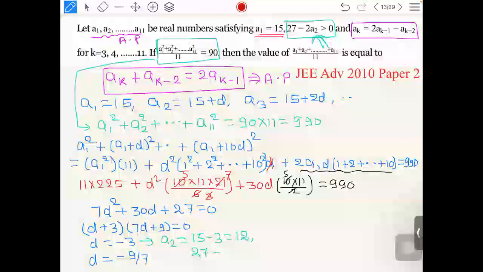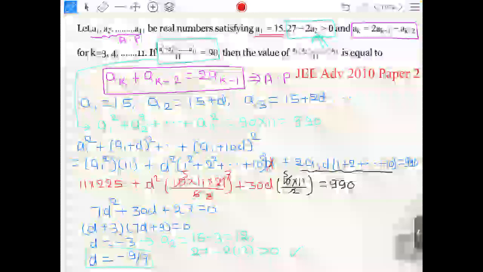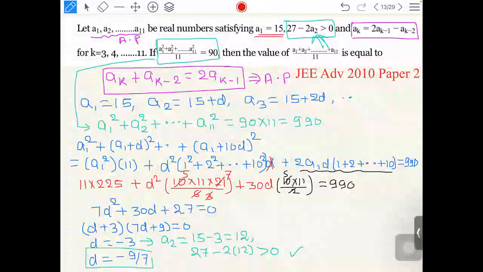27 minus 2a2, so twice of 12 is more than 0, which is not possible. Sorry, 27 minus 2 is more than, yes, which is possible. So we will take D equal to 3, minus 3. When we take D equal to -9/7, we'll get that 27 minus 2a2 is less than 0. So we have got the value of D, that D equal to -3.